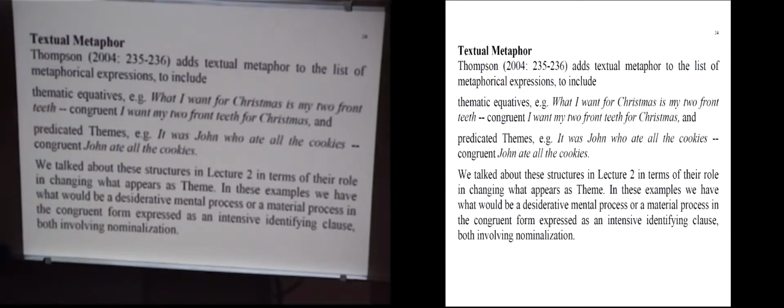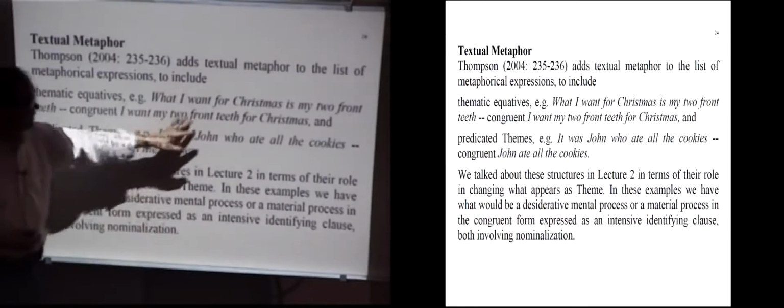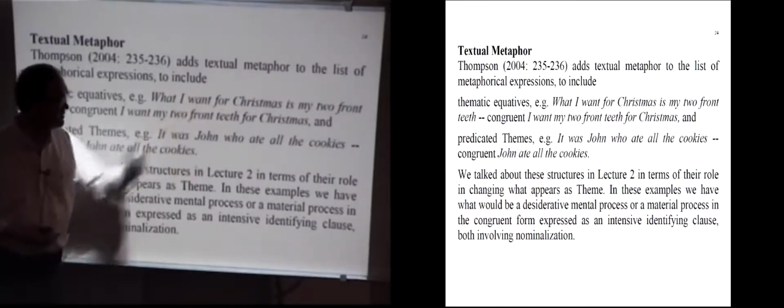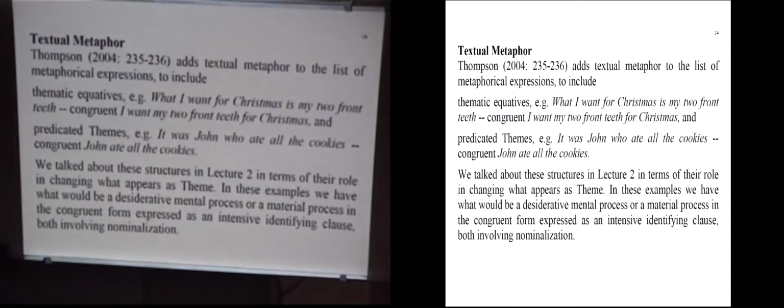These are the thematic equatives, where he's assuming that anytime you say something different from the usual, it's metaphorical. So the congruent would be, I want my two front teeth for Christmas. But when you put it as what I want for Christmas is my two front teeth, you're changing to this particular nominalization structure. So nominalization is generally a metaphor by itself, but putting it into this thematic equative is another way of expressing this meaning.